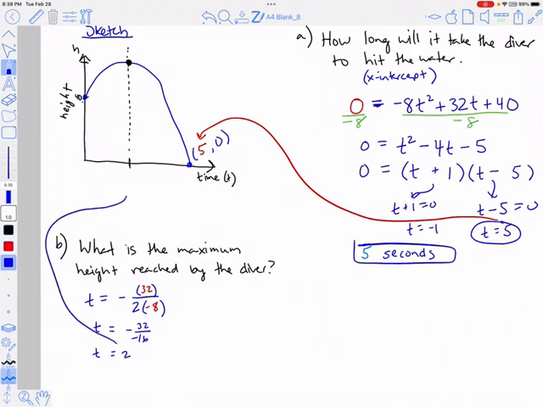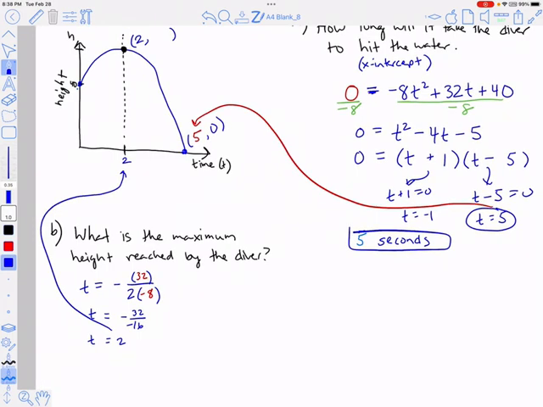Is that the answer to this question, though? What is the maximum height reached by the diver? No, because that's just the x-coordinate. That's the time that it takes to reach that point. But when I'm looking for the maximum height, I want the h, which in this case is my y coordinate. So what would I do? Now that I've found the x coordinate, I'm going to plug it in. I'm going to use the function notation to represent this.